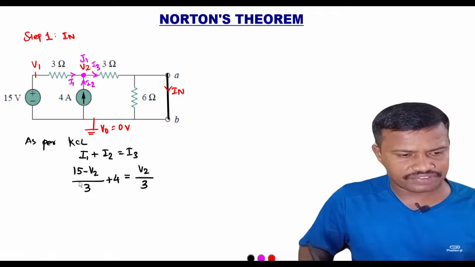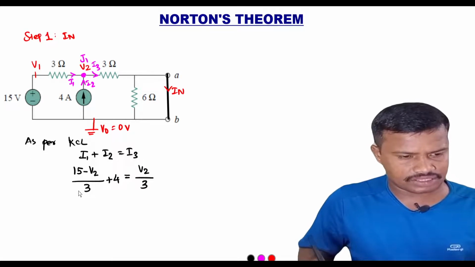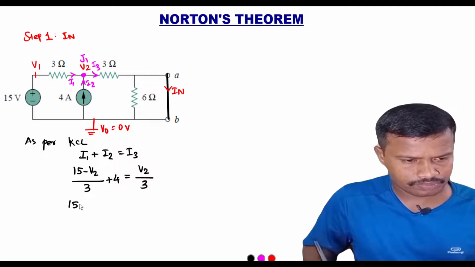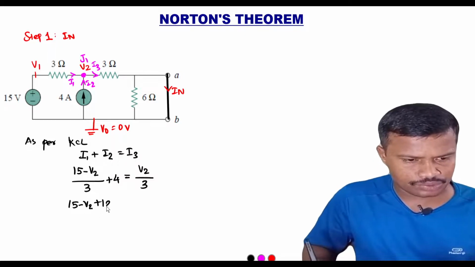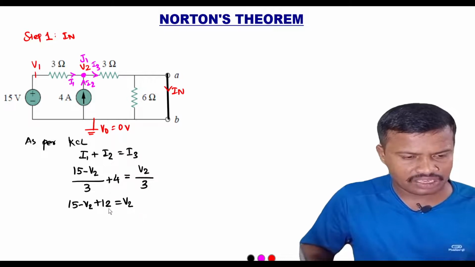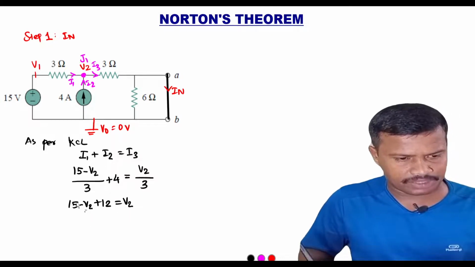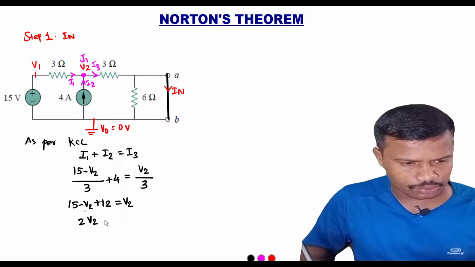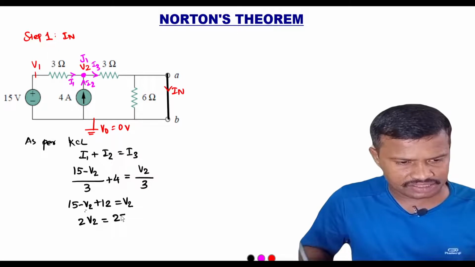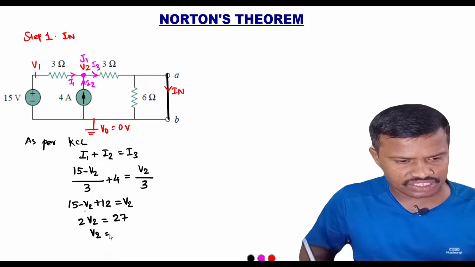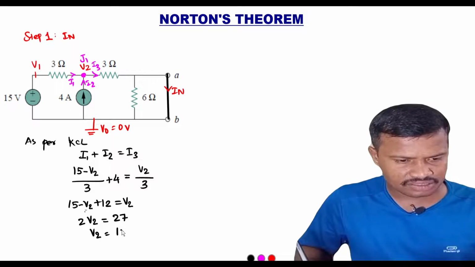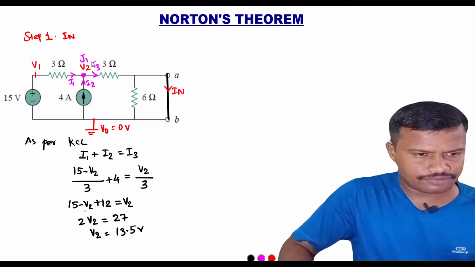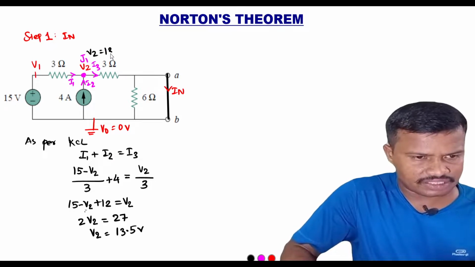Fine. On simplification of this equation, we will find 15 minus V2 plus 12 is equal to V2, as the negative term of V2 is available here when we are transferring to the right hand side. So it will become 2V2 is equal to 27 and V2 is equal to 13.5 volt.